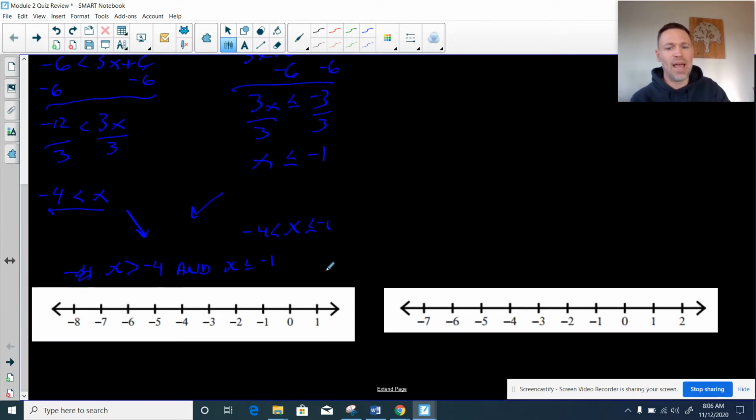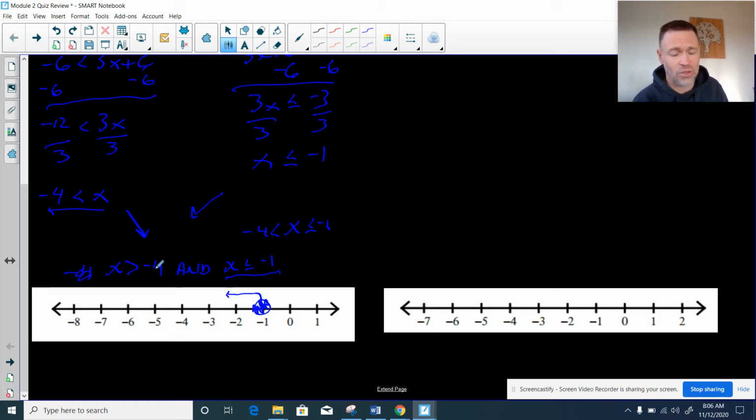And now when I go to graph this, I have to graph each of them individually and then look for that overlap. Remember, on an and graph, we look for overlap. If I graph this one first, I have to have a closed circle on negative 1. So I'll fill this in, and my arrow is going to the left.